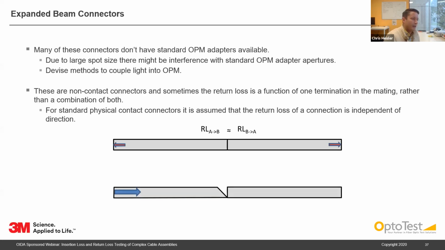Now, if you look at an assembly that might not have a proper physical contact, so for example, this might be an angled to a flat mating. From the angled side, you're going to get very low reflection because an angle to air has a low return loss. Now, from the right side, you're going to get a large reflection because a flat to air has a very large reflection. So you see that the directionality of the return loss does matter when you don't have two fibers mated to each other.